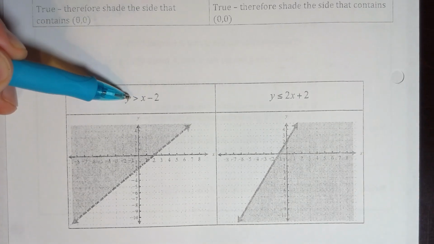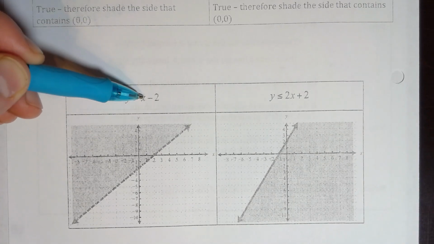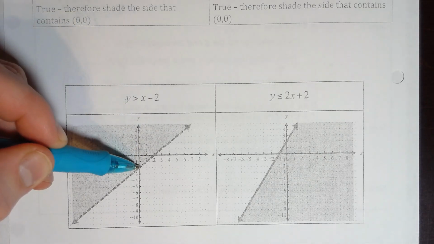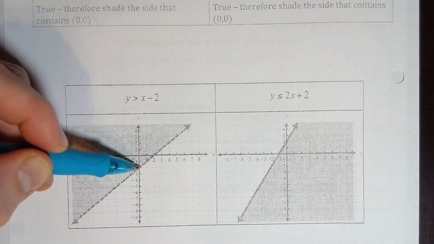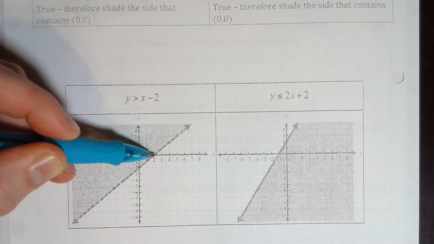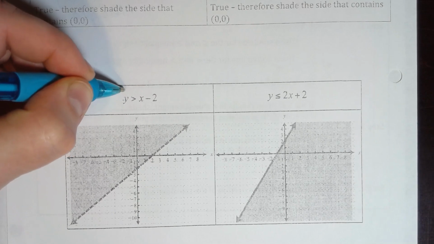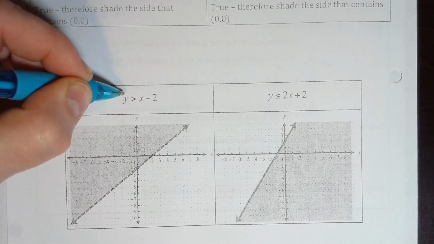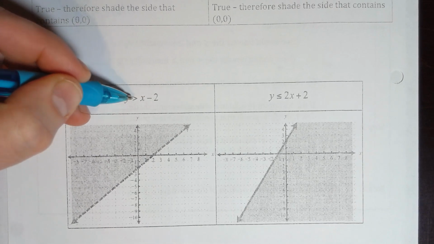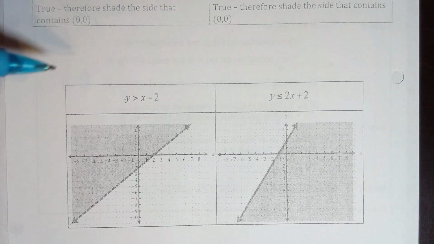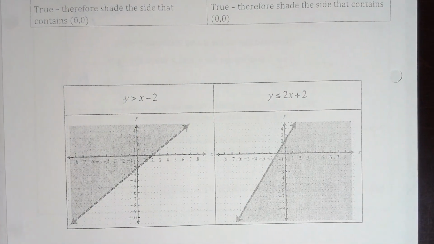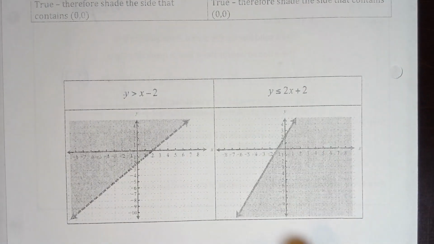So we've got this equation, y is greater than x minus 2. So I'm going to put a dot here. I'm going to go up 1 over 1, up 1 over 1. And then we're going to test this point 0, 0. So we're going to make y 0, we're going to make x 0. And we're going to find that 0 is greater than negative 2. So we are going to shade this region over here. So these are some examples of ones that have already been done.